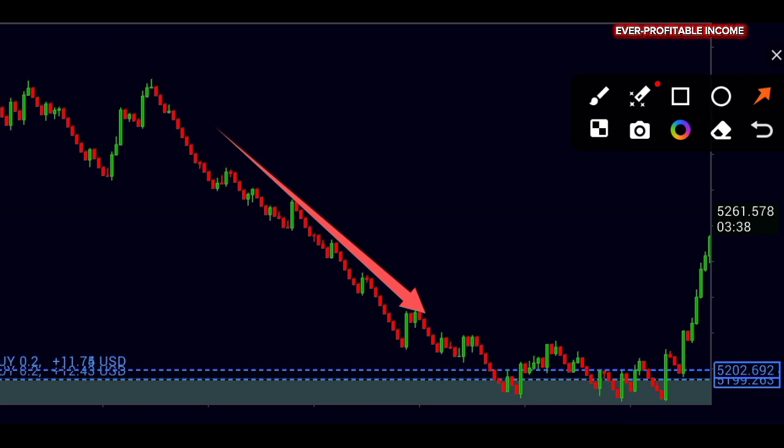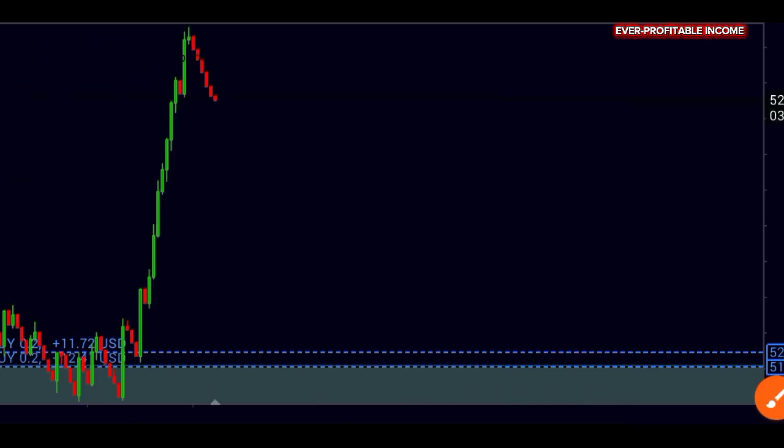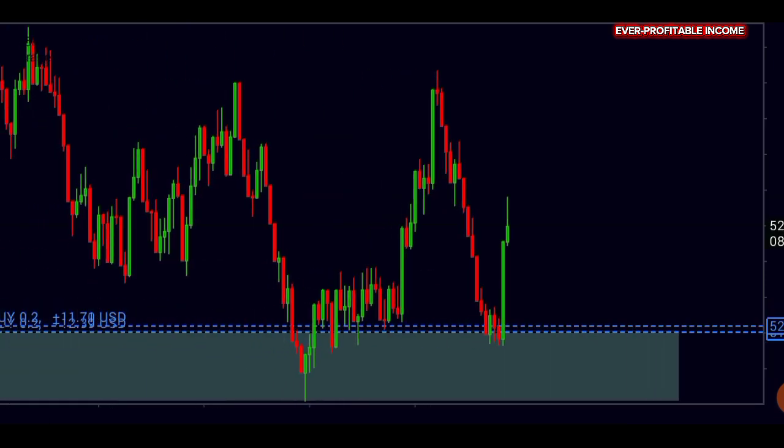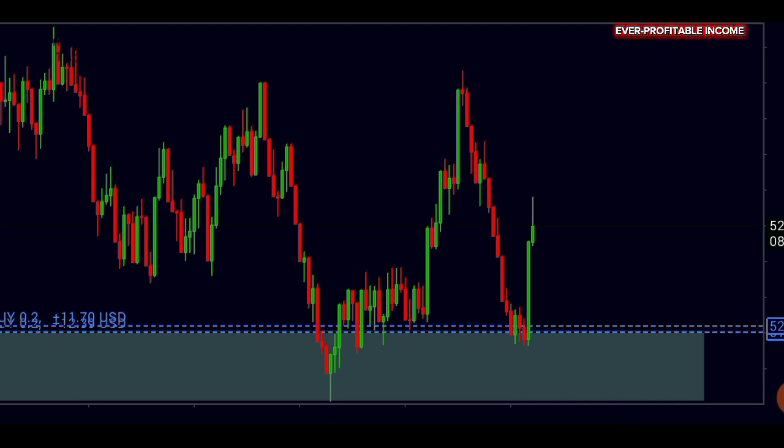Now, the first thing for you to do is go over to the higher time frame. Right here, the time frame we are presently on is the 5 minutes time frame. What you have to do is go over to a higher time frame, like say the 1 hour time frame or 4 hours time frame, and identify support zones.